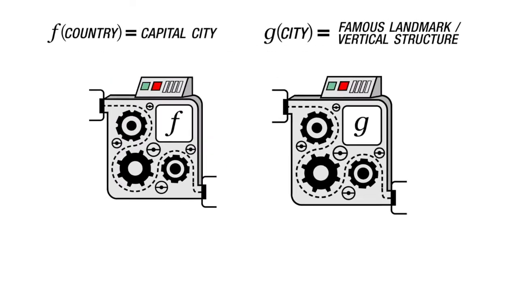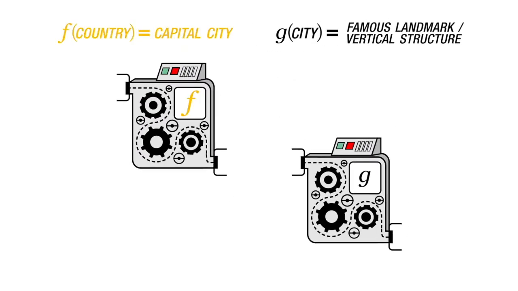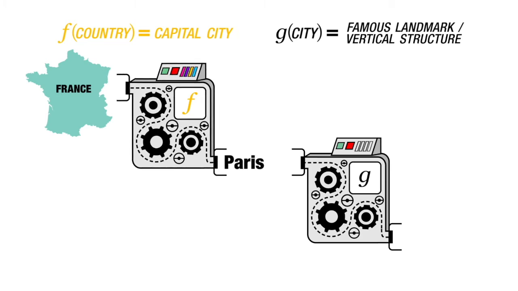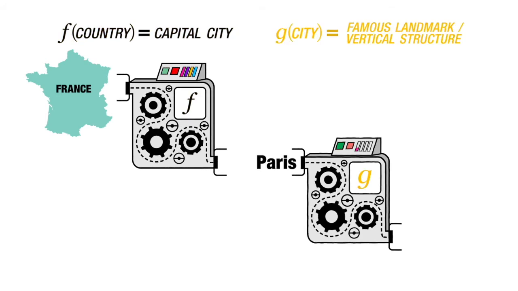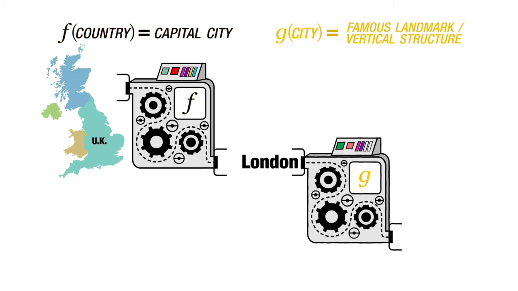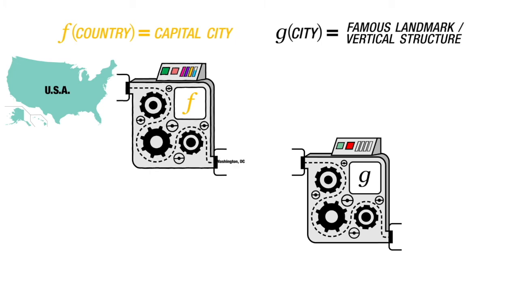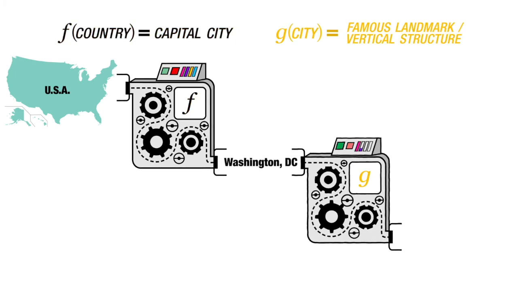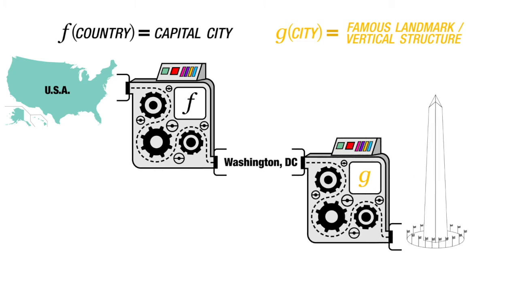Now, we can kind of put those together. So we can input France, and it outputs Paris through f, and then Paris goes through g, and then the Eiffel Tower comes out. We could put in UK, and it would output London, and then we'd put London in down here, and it would output Big Ben. We could put in the U.S., it would output Washington, D.C., and then Washington, D.C. would then go through the second ringer, and the Washington Monument would come out.